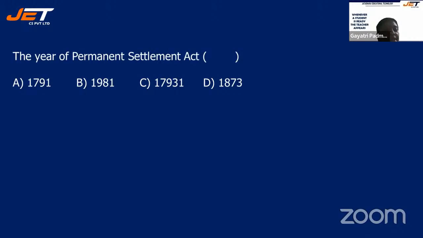The year of the Permanent Settlement Act. When was it? Is it 1791, 1981, 1731 or 1873? All right. There's a small mistake, a 9 is added again. So it is 1731 or 1873. The year of the Permanent Settlement Act.